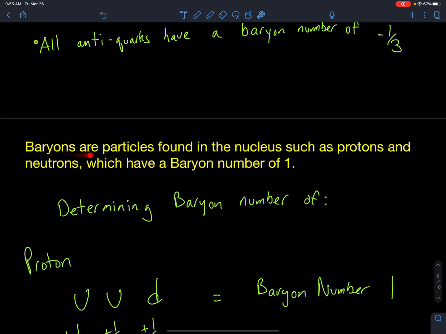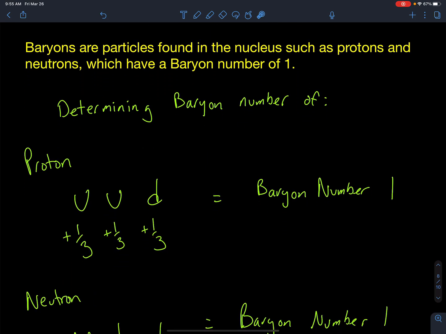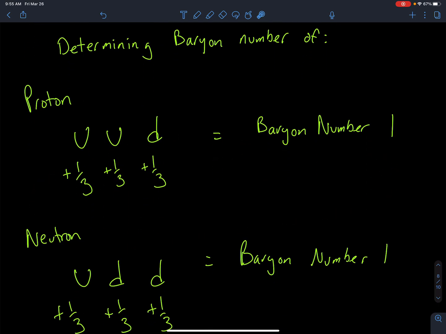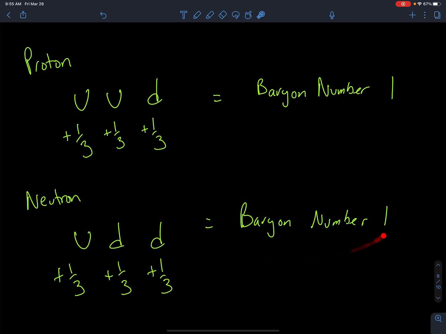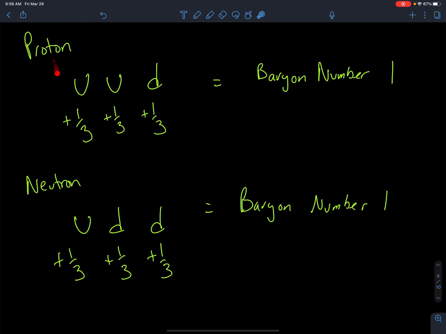Okay, so baryons are particles found in the nucleus, such as protons and neutrons, which have a baryon number of 1. To determine it, again, you just put the baryon number of each quark, add it up. Protons have a baryon number of 1. Neutrons have a baryon number of 1. Okay, and the antiproton, made of anti-quarks with a negative 1/3 baryon number each, has a baryon number of -1. This will become important when we start talking about nuclear reactions where neutrons are converted into protons. There are some rules of tracking that are involved.